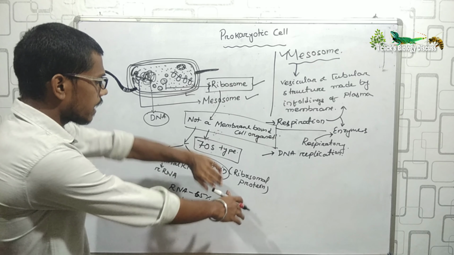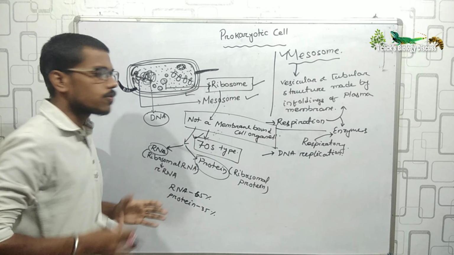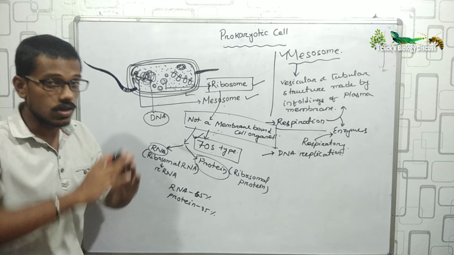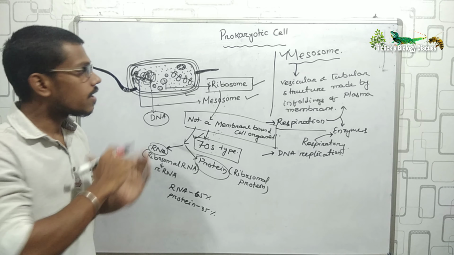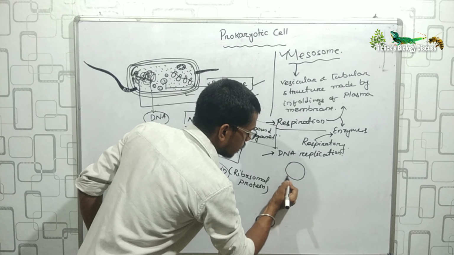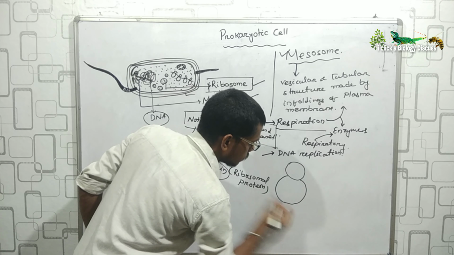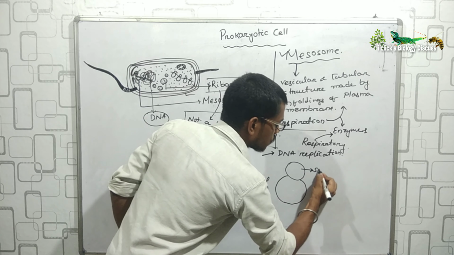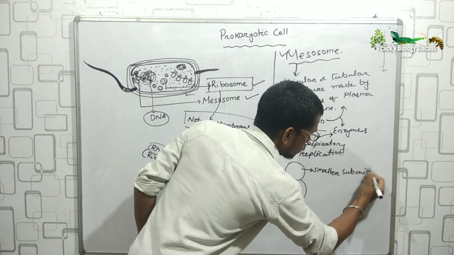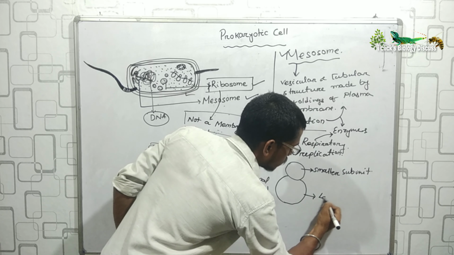As you know, the 70S type ribosome is mainly made up of two subunits. One is the smaller subunit, another is the larger subunit. Suppose this is the ribosome and it has two subunits. One is the smaller subunit, and this is the larger subunit.